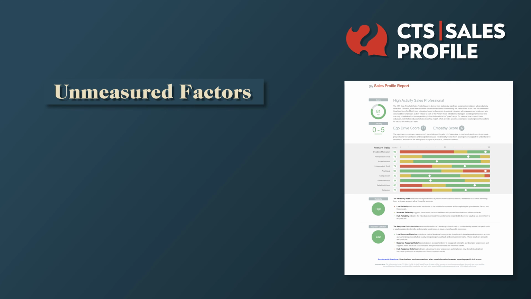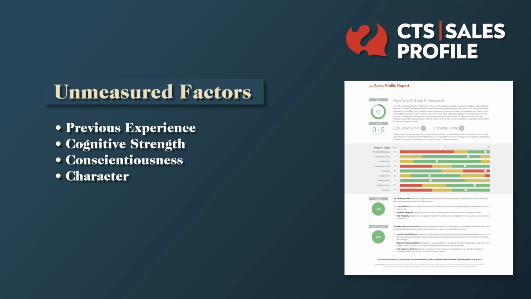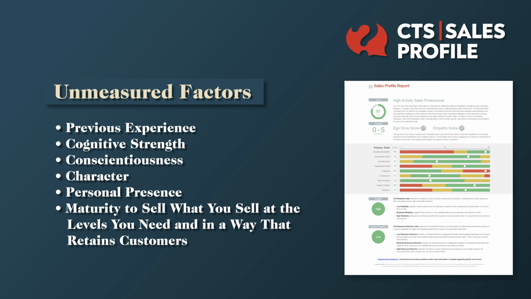These factors include previous experience, cognitive strengths, conscientiousness, character, personal presence, and the maturity to sell what you sell at the levels you need and in a way that retains customers. Factors like these also play a part in selecting people who can and will sell for you at the highest levels. They will help you hit the center of the dartboard for the most valid decision on selecting people who will sell for you at the highest levels.